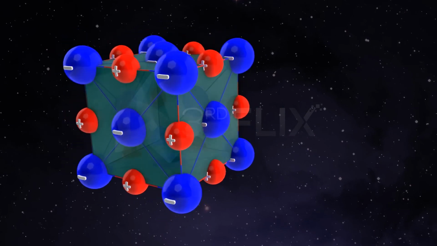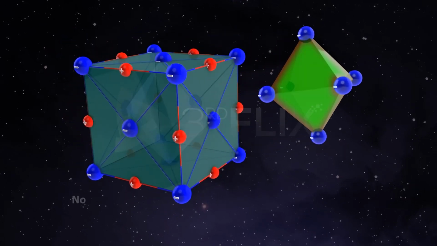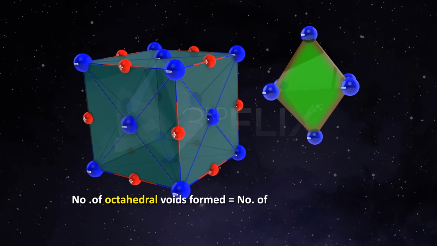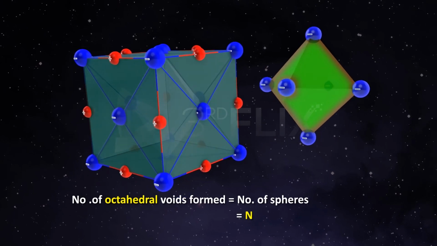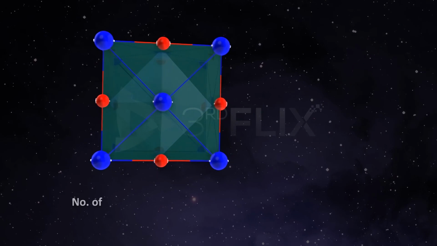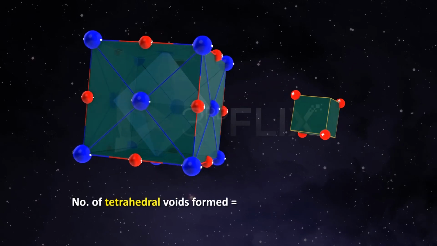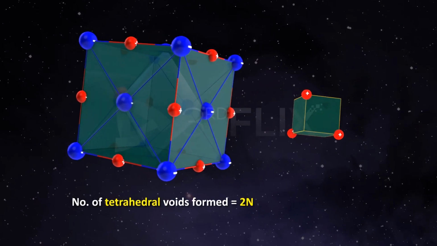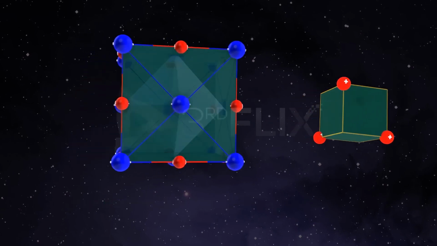In a close packing, the number of octahedral voids formed is the same as the number of constituent particles or spheres present, while the number of tetrahedral voids is double the number of constituent particles or spheres.